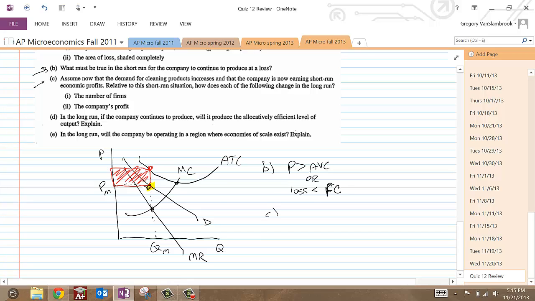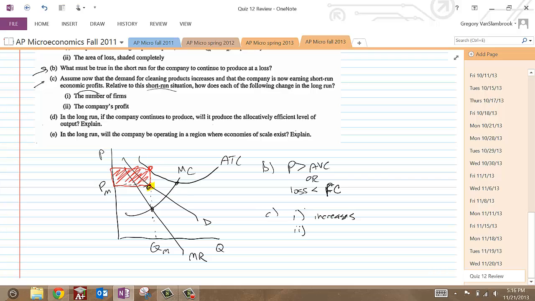Part C. Assume now the demand for cleaning products increases. The company is now earning short-run economic profits. Relative to the new situation where they're earning profits, that's this short-run situation, how does each of the following change in the long run? So when we're going from profits to then the long-run transition, how does the number of firms change? That's the easy part. If we have profits, we know that more firms enter. So the number of firms increases. Because in monopolistic competition, free entry and exit draws in new firms when profits are being made.